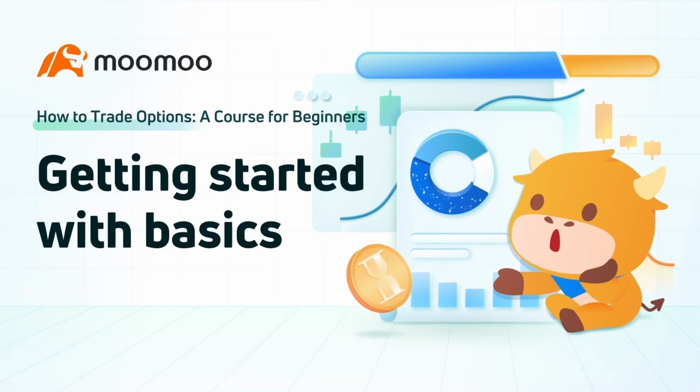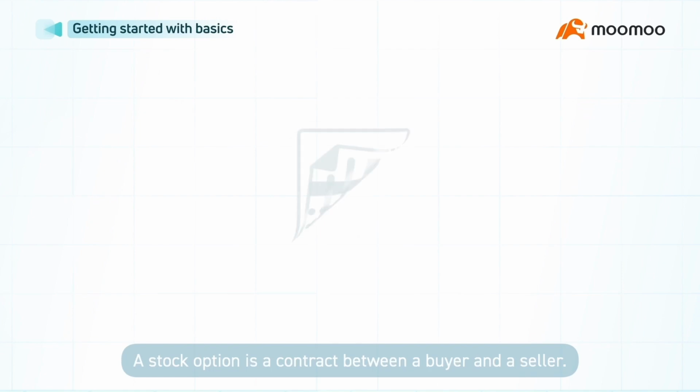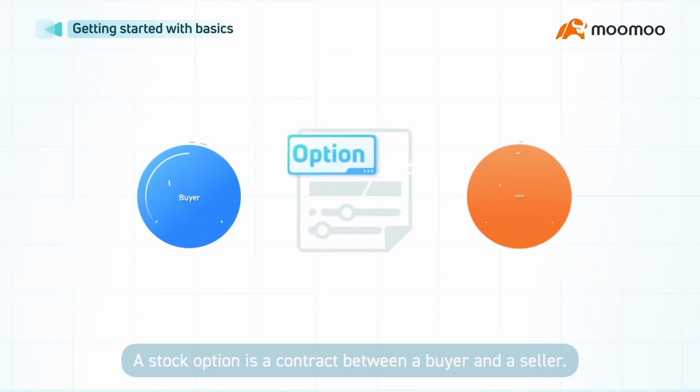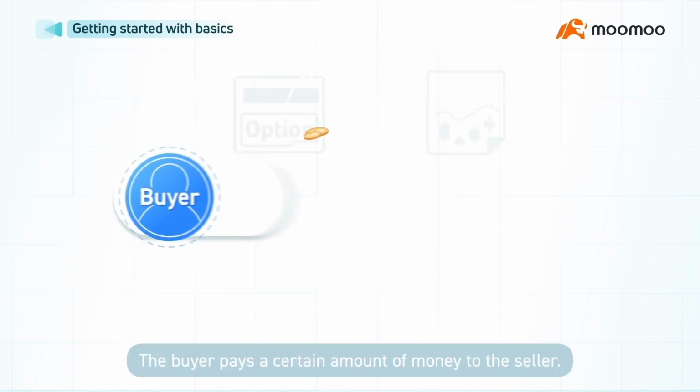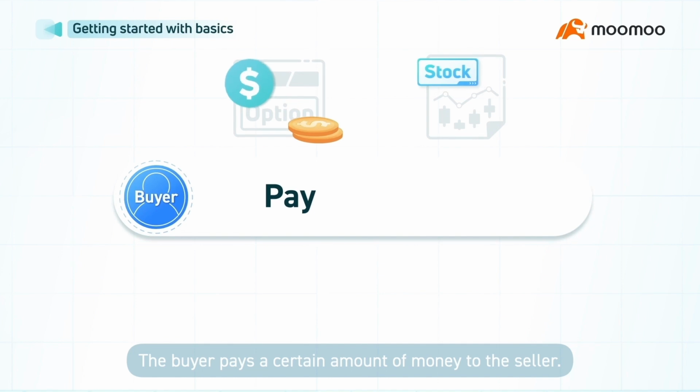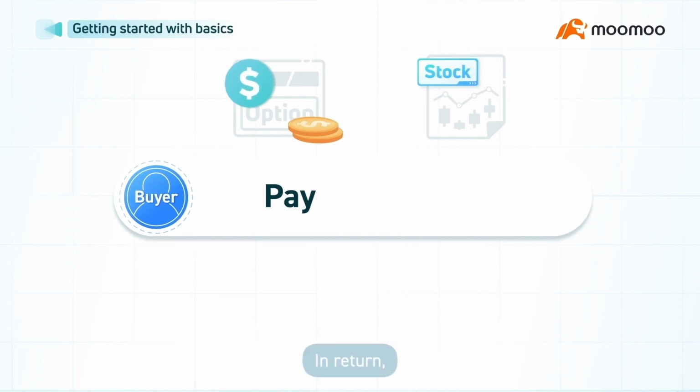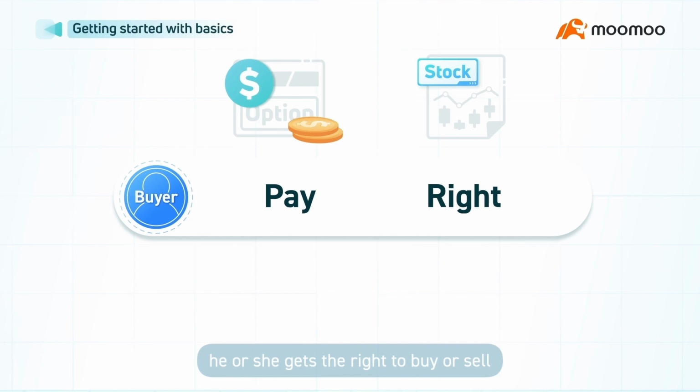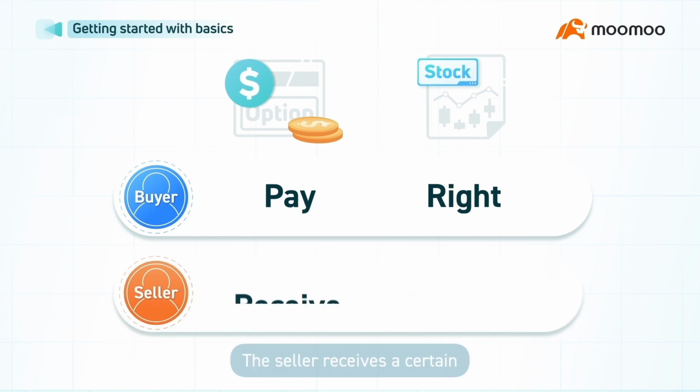In this chapter, we'll walk you through some of the basics about stock options. A stock option is a contract between a buyer and a seller. The buyer pays a certain amount of money to the seller. In return, he or she gets the right to buy or sell securities at an agreed price on or before a specified date. The seller receives a certain amount of money from the buyer.